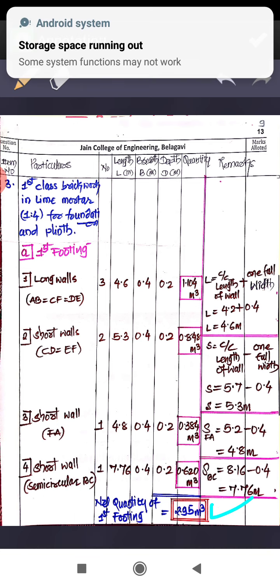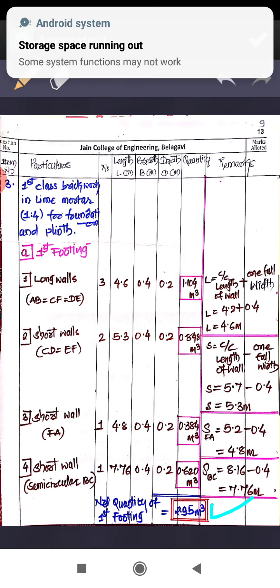Now we are going for the second quantity. Now the second footing, that is plinth. So here the width is 0.3, so the length is going to be changed. Again the same pattern you are supposed to follow of long wall, short wall. Only thing is that the length is going to be changed. Now for the long wall, see here center to center is 4.2 plus 0.3 you have to add, so it is going to be 4.5. So three numbers of long walls, 4.5 into 0.3 into 0.90. So that is going to be 3.645 meter cube is the quantity.